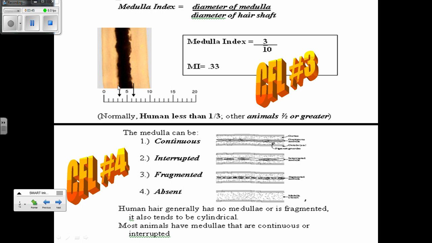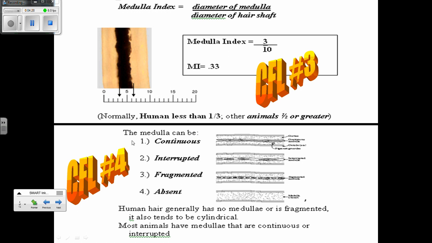All right, so then you have your medullary index. This is a measurement that we can do that helps us to identify the species from which the hair may have possibly come from. All we do is we measure the width of the medulla. So you can see they got the ruler there. And we compare it to the width of the actual hair. So the width of the medulla here is about, I'm going to assume this is millimeters, is about 3 millimeters. Actually, it might even be micrometers. I'll go with micrometers. 3 micrometers compared to 10 micrometers for the hair. And so that gives you a medullary index of 0.33. Typically, human hair has a medullary index of 1/3. Other animals, other mammals are typically going to be 1/2 or in some cases larger.